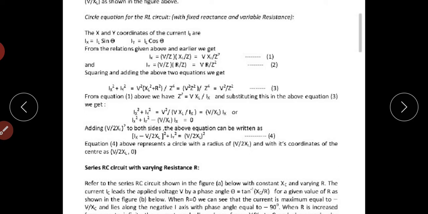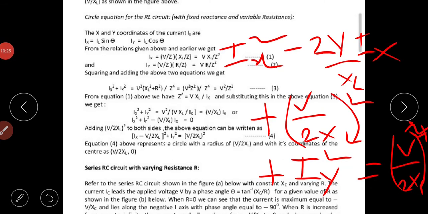So we get Ix square, and for this middle component we divide and multiply by 2: minus 2 into V by 2XL into Ix, plus V by 2XL whole square, plus Iy square, equals V by 2XL whole square. We can write this in terms of a minus b whole square form: Ix minus V by 2XL whole square plus Iy square equals V by 2XL whole square.